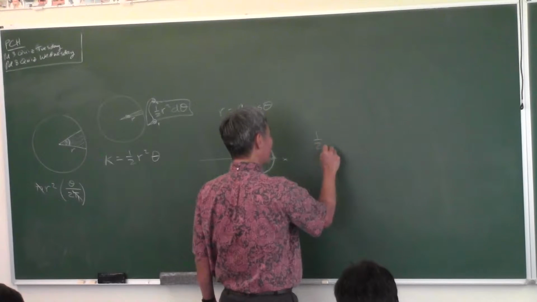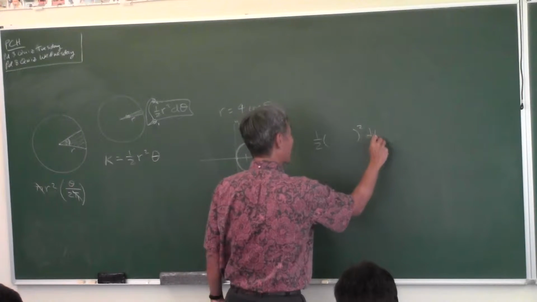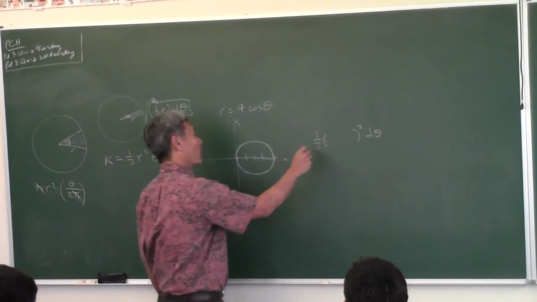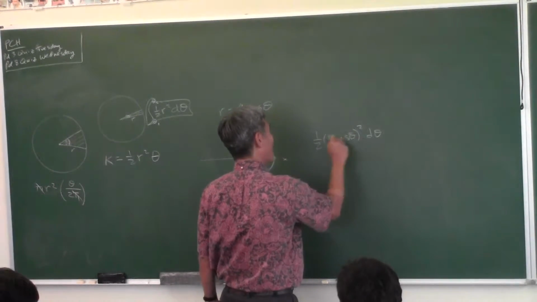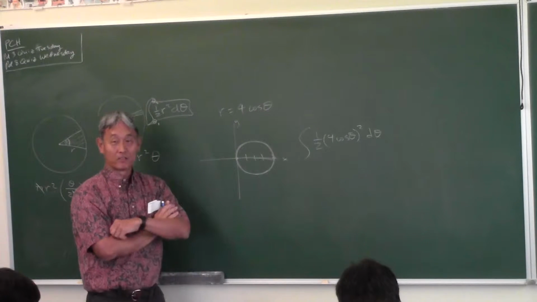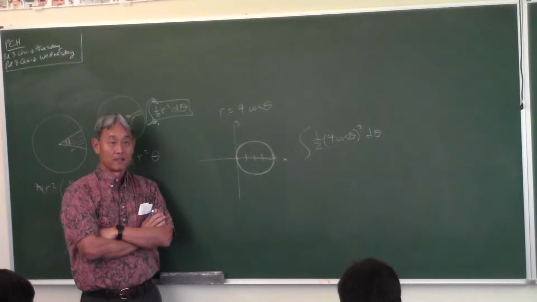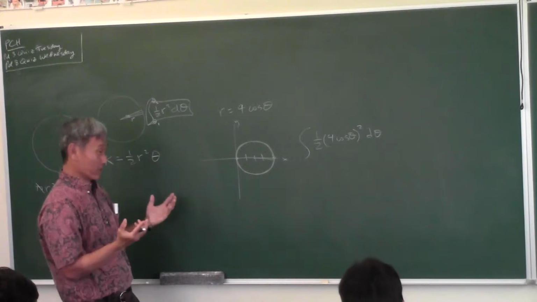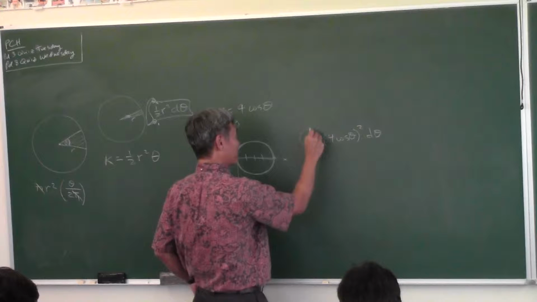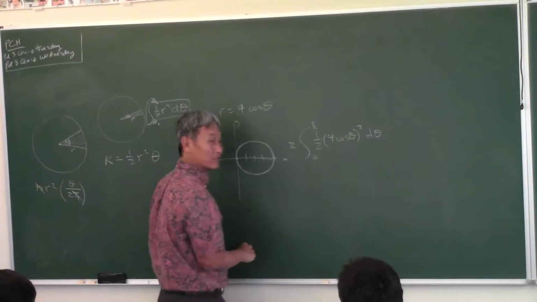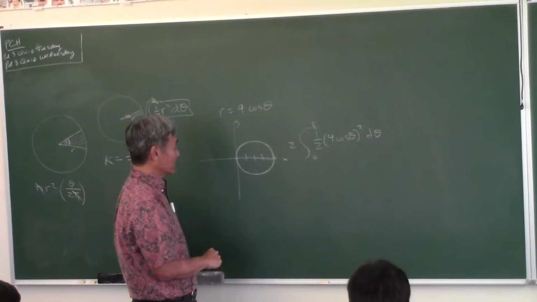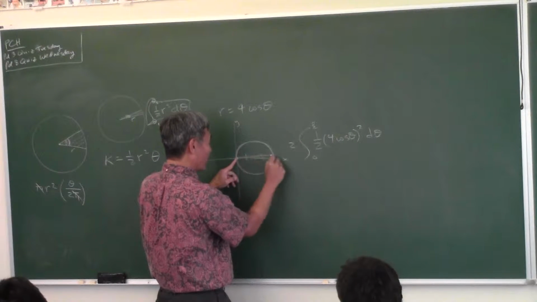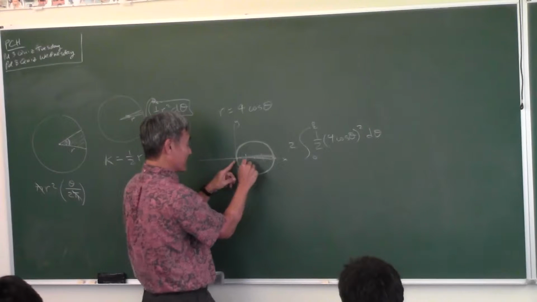So 1/2 r squared d theta. But what is r equal to in this problem? 4 cosine theta. And what should my limits of integration be? 0 to 2 pi? 0 to pi? No, 0 to pi. Or, if you're clever, how about just go 0 to pi over 2 and times it by 2? Because see what's happening is from zero, you're taking up all of these sectors infinitesimally thin like this.